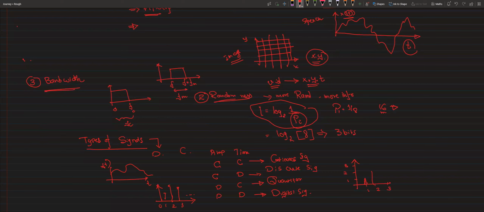So both are discrete. It is like quantizing. Digital, usually we say ones and zeros, like 1 0, 1 1, 1 0, etc. So these are the digital signals. Clear? Usually this quantizer will be represented in terms of steps.